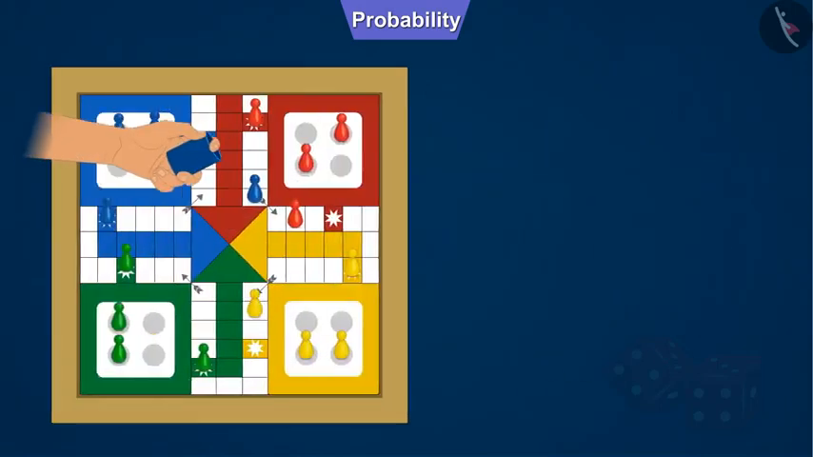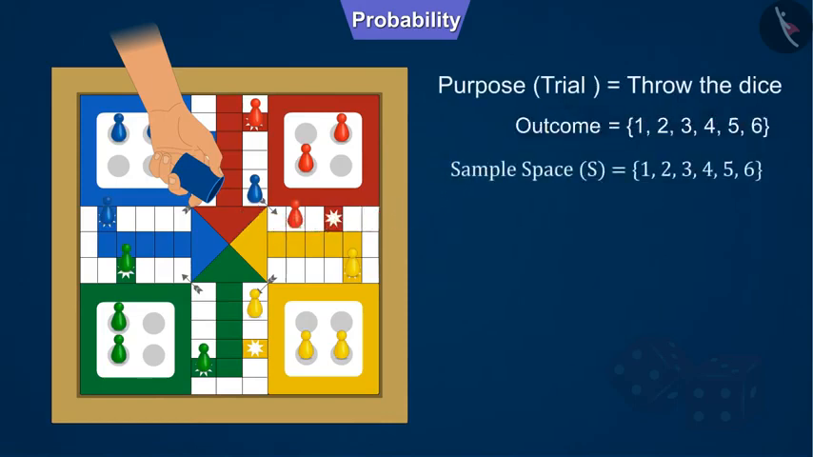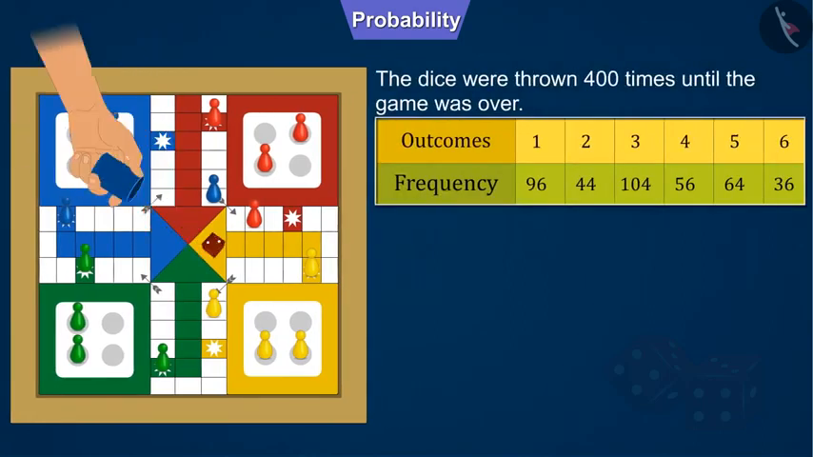In the game of Ludo, we throw the dice for which the outcome and sample space are this. Suppose that the dice was thrown 400 times until the Ludo game is over, and it was seen that numbers from 1 to 6 came so many times. So can you tell me now, what is the probability of number 1 coming after throwing the dice?